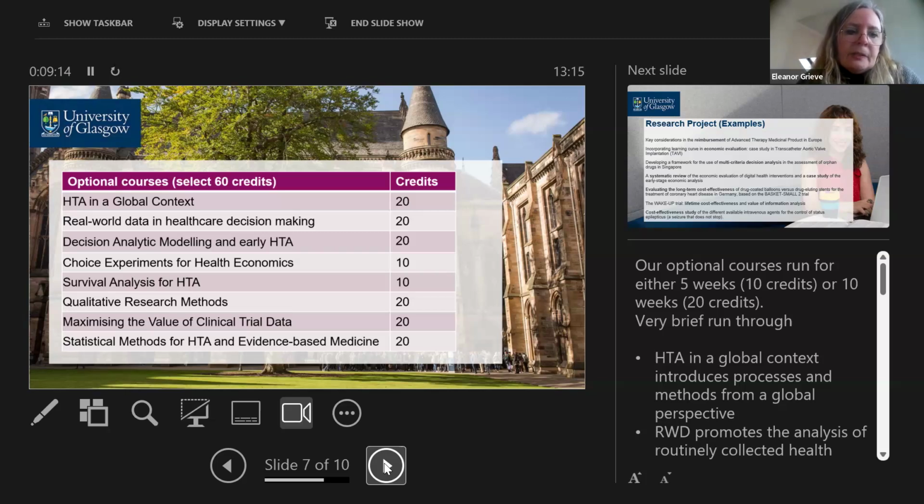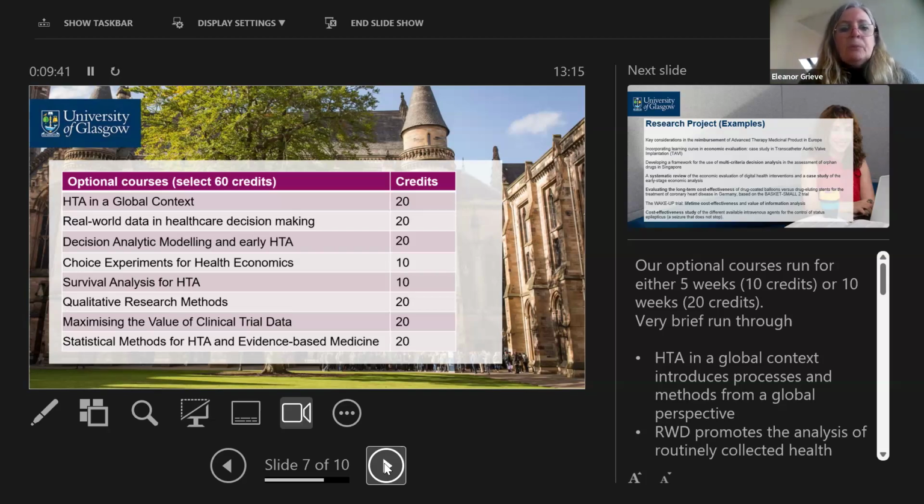So Claudia mentioned HTA in a global context, which I take. So it looks at the different methods, different practices of HTA in contexts around the world, high income and low income countries. Real world data, so it's a bit more about how we use linked data sources, and Claudia takes this.